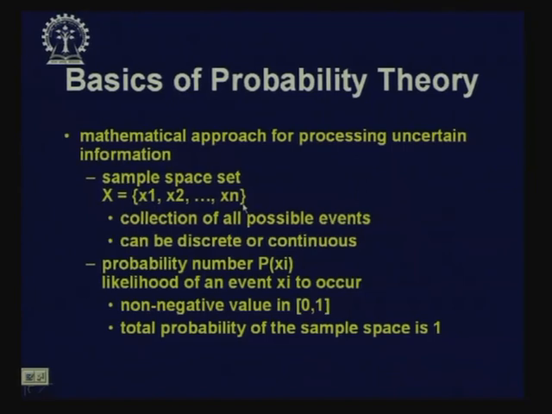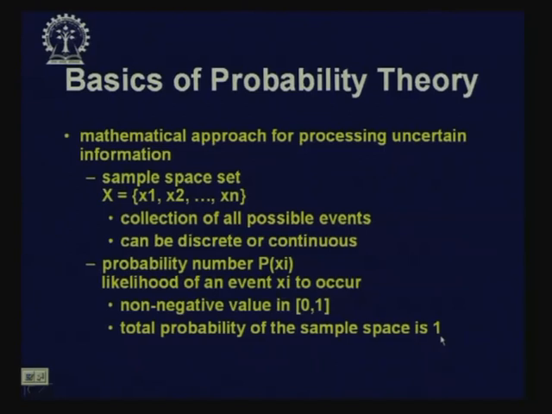So, this sample space can be considered as a set. And what is a probability? Probability is a real number, p(x_i), where x_i represents any of these events. We call these the events, and any of these events is associated with a real number which denotes the likelihood of the event to occur. And as you know, it is a non-negative value between 0 and 1, and the total probability of the sample space is 1.